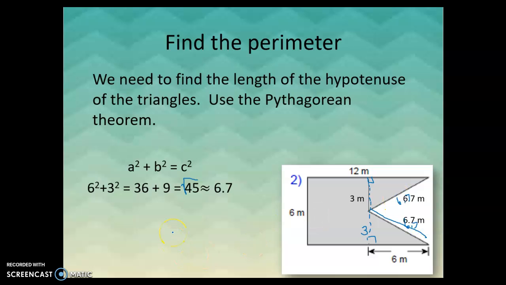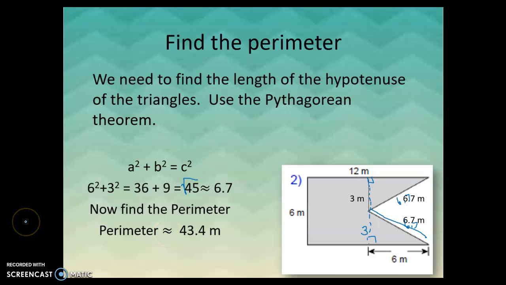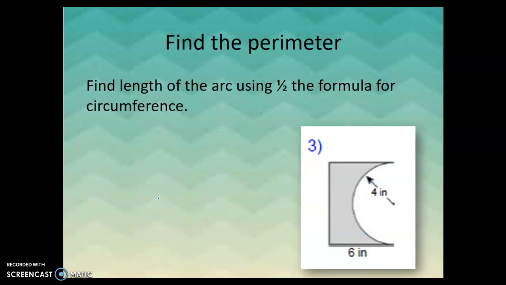Now that we know all of our sides, we can find the perimeter. So 12 plus 6 plus 12 plus 6.7 plus 6.7 is approximately 43.4 meters. Not squared, just meters. We do have to use the approximate sign because we did have to round when we took the square root there. All right, let's try one final shape here.